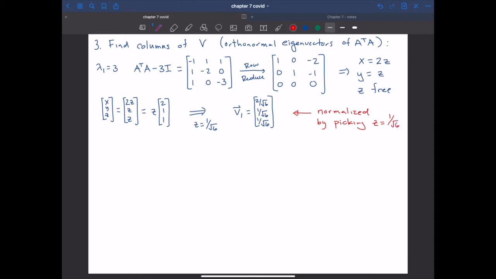So you might as well normalize in one step if you want. But if you're not comfortable with that normalization step, then definitely break it up into 2 pieces. That's totally fine. So that's lambda 1 equals 3.